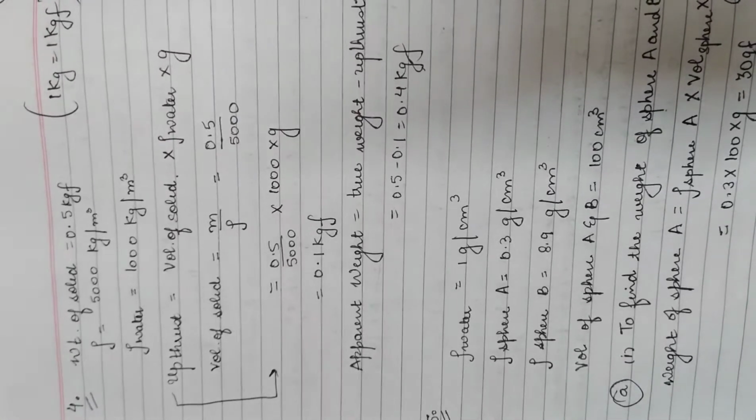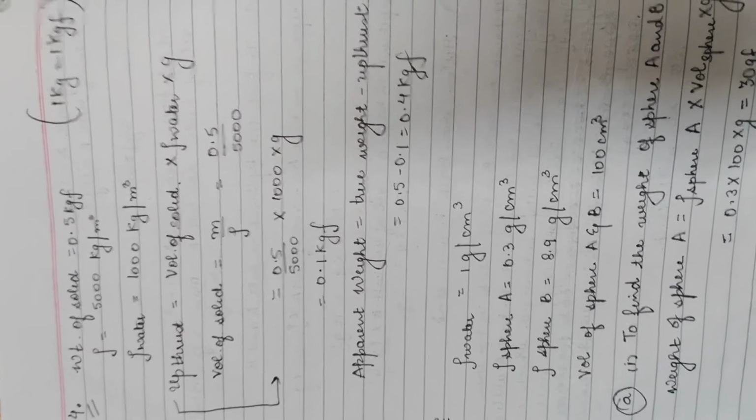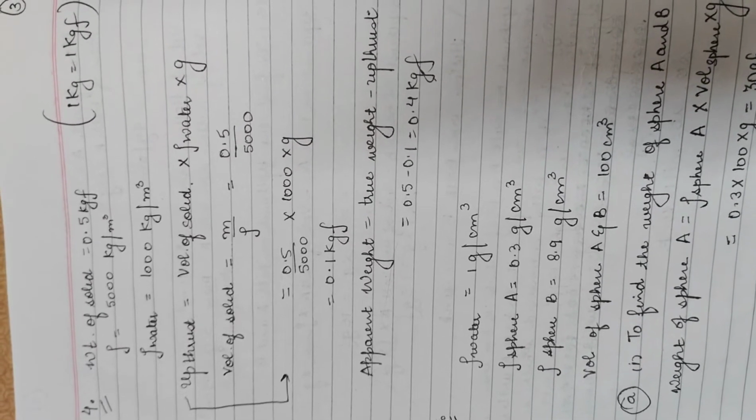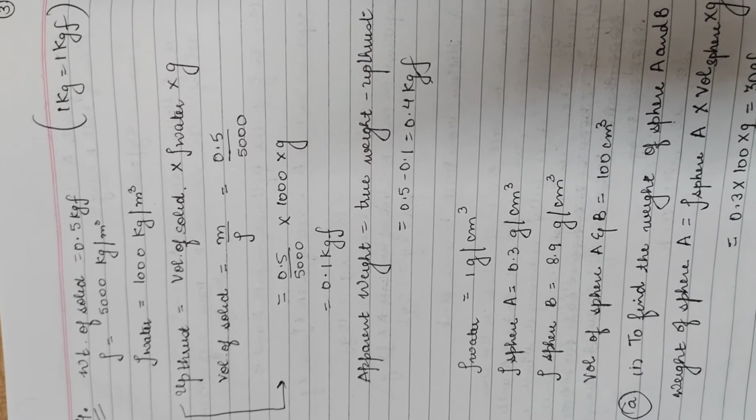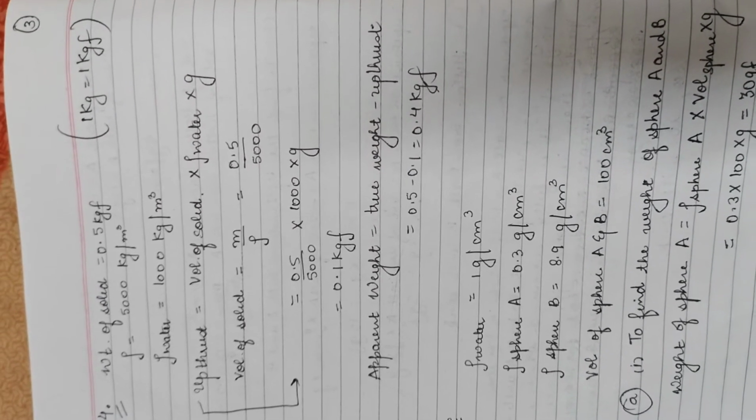Now how we will calculate the apparent weight, beta? The formula of upthrust is what? V rho g. Which rho we will use in this formula? Definitely of water, because upthrust will be applied by the water. Now we need the volume.